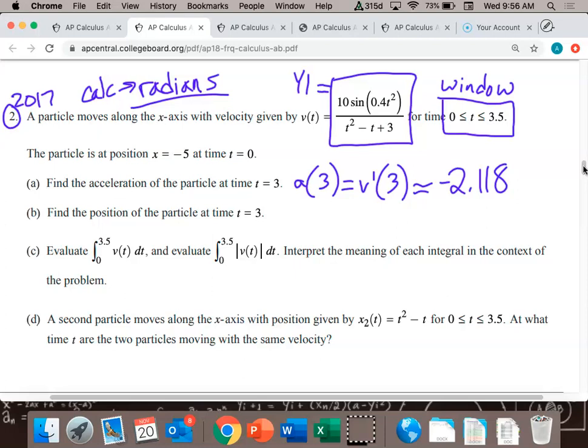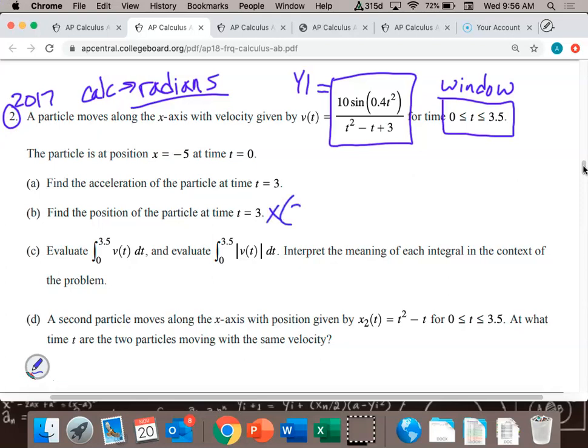Part B, find the position at t equals 3. If you pay attention to nothing else today, this you really need to pay attention to. All right? So, position at time 3. I'm going to call our position x, right? x of 3 equals x of, what are we given? 0 plus the integral from 0 to 3 of the velocity.